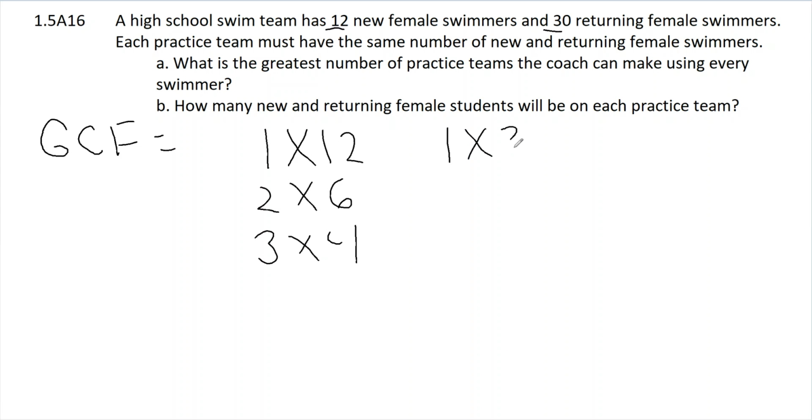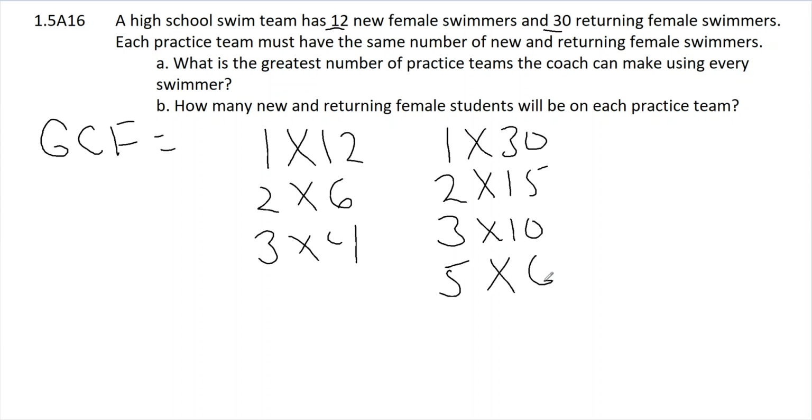We could have one group of 30 and 30 groups of 1, 2 groups of 15 or 15 groups of 2, 3 groups of 10 or 10 groups of 3, 5 groups of 6 or 6 groups of 5. And that is all the factor pairs or possible groupings of 30.